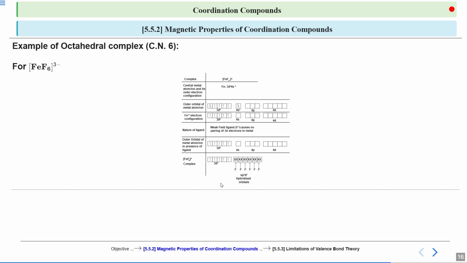These unpaired electrons are not undergoing pairing up, because it is a weak field ligand, that is the fluoride ion, that is forming the bond with the metal ion, which will not cause the pairing of electrons. So we are not obtaining any empty orbital from the 3d orbitals. So only sp3d2 from the outer orbitals is going to participate in the hybridization.